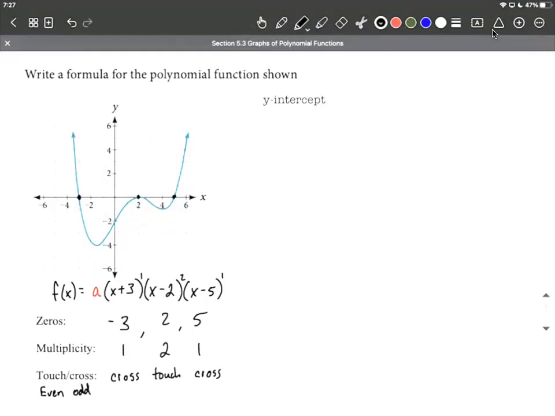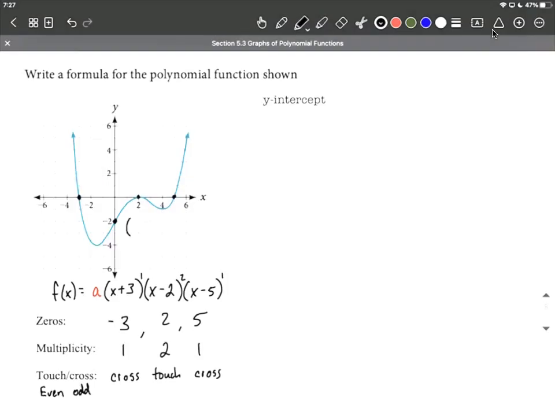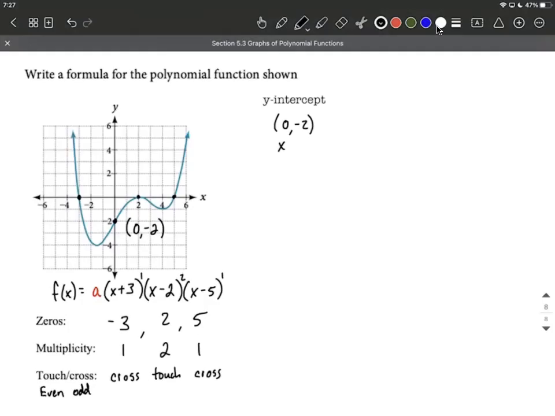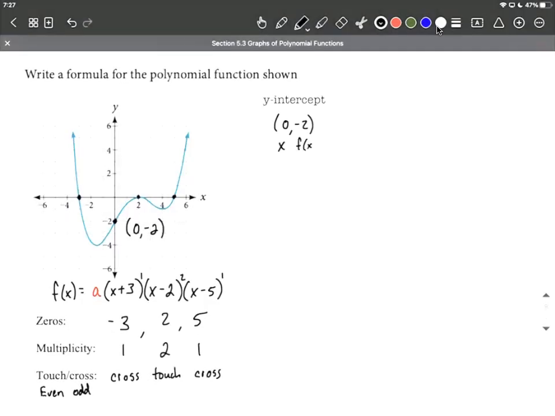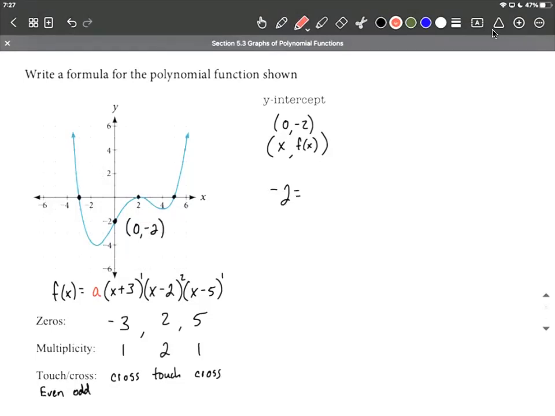To find that, I think the easiest way to go about it is to find the y-intercept. So the y-intercept in our case is on the y-axis. That's the ordered pair (0, -2). So 0 is an x value. If we replace all of our x's in the function with 0, we should get a y value, or f of x value, of -2. So I'm going to use that information and the function that we're building up, and I'm going to replace f of x on the left side with -2. I'm going to replace each of the x's on the right-hand side with 0.